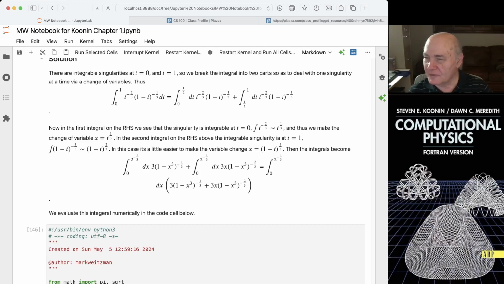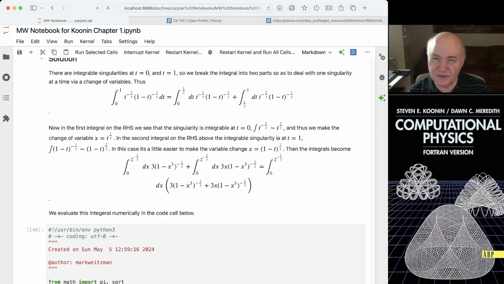So that tells you, make the change of variable x equals t to the 1/3. In the second integral, we have an integrable singularity at t equals 1, of the form 1 minus t to the minus 1/3. If we integrate that, we'll see it's along the lines of 1 minus t to the 2/3. I'm leaving out constant factors. You don't always have to use that factor for the change of variable, and I think it's a little easier to calculate if you just use x equals 1 minus t to the 1/3.